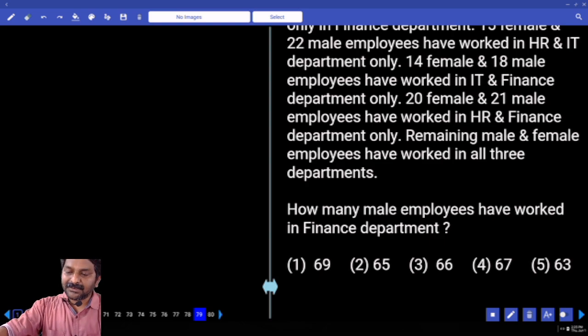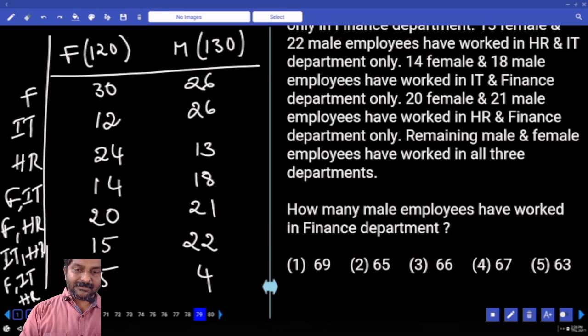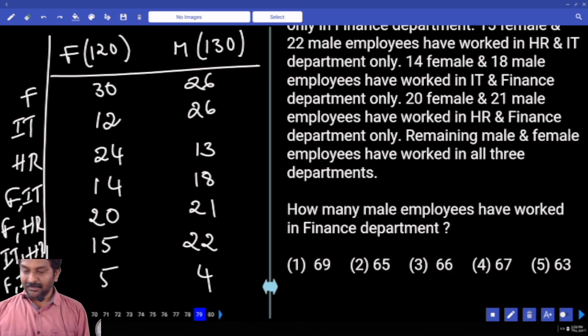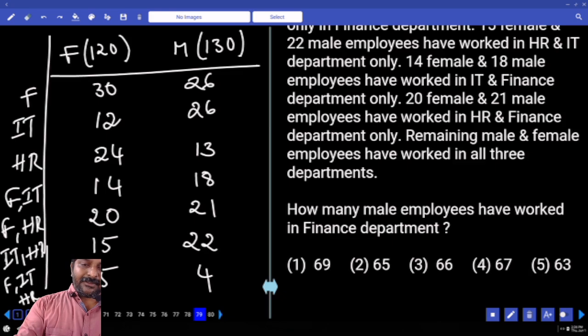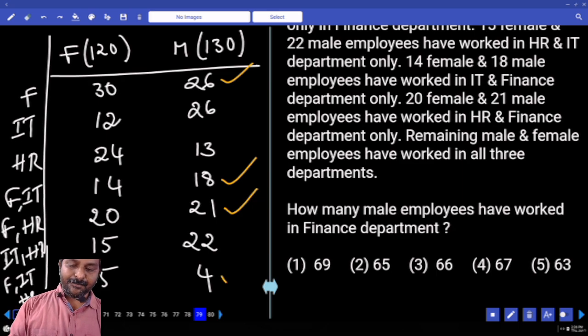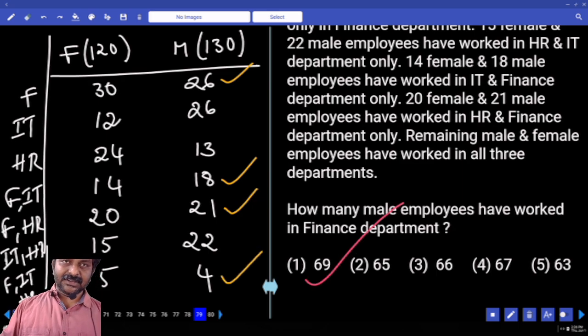How many male employees have worked in finance department? Finance department, male. I think it's enough to verify the last digit. Look at your options. Options are all ending with different numbers, right? Finance, last digit. 6 plus 8, 4 plus 1, 5 plus 4, 69. Yes.